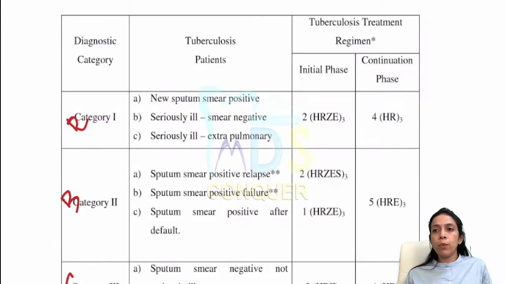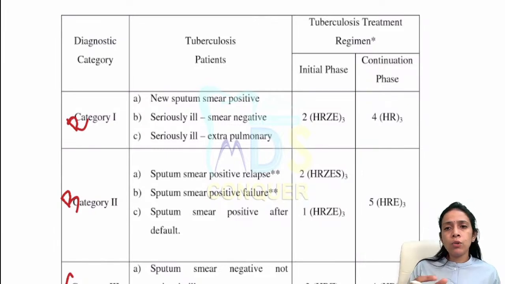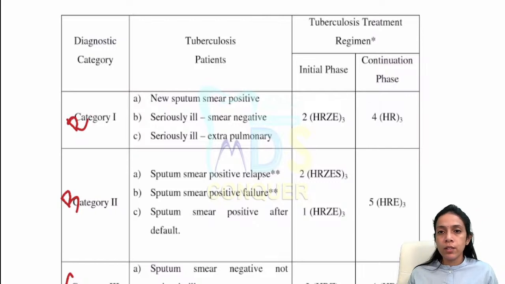It's also very importantly given many times. So the question may be asked like this: in the initial phase, the new sputum smear is positive, what is the regimen and what are the drugs that you want to prescribe? And maybe if it's a relapse case or a failure case, then what is the regimen? Questions like that are asked. So just practice this DOTS regimen.